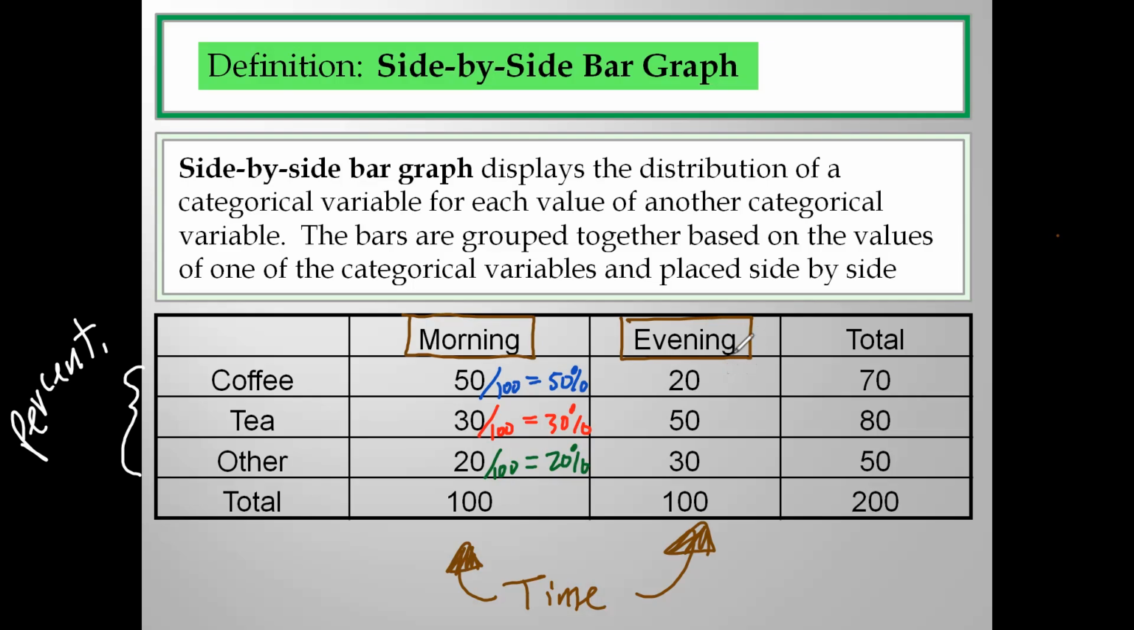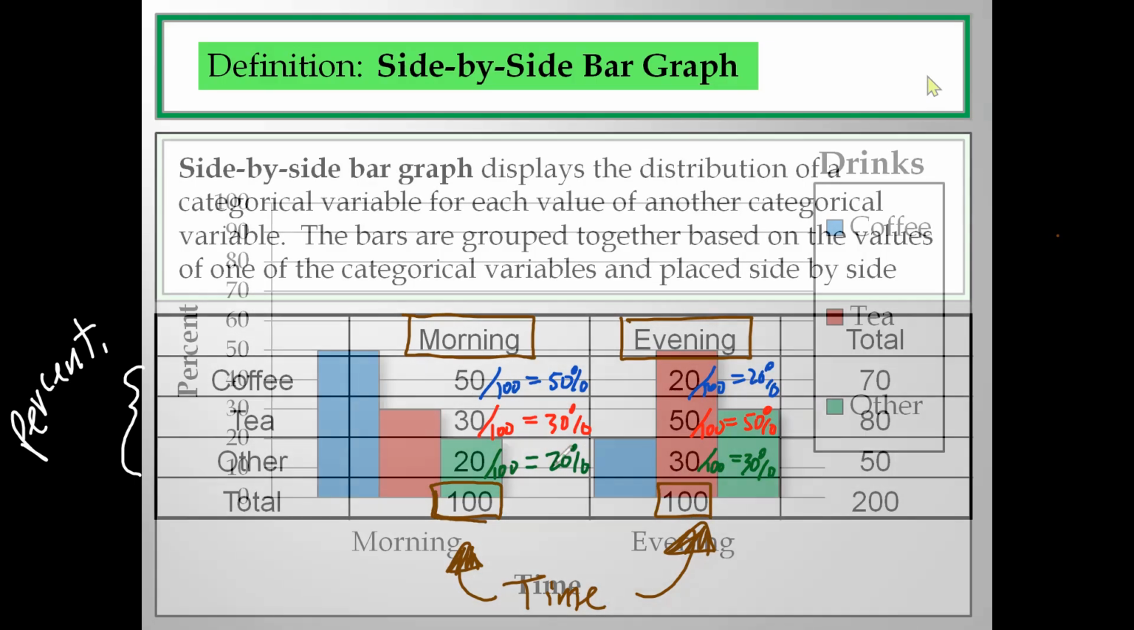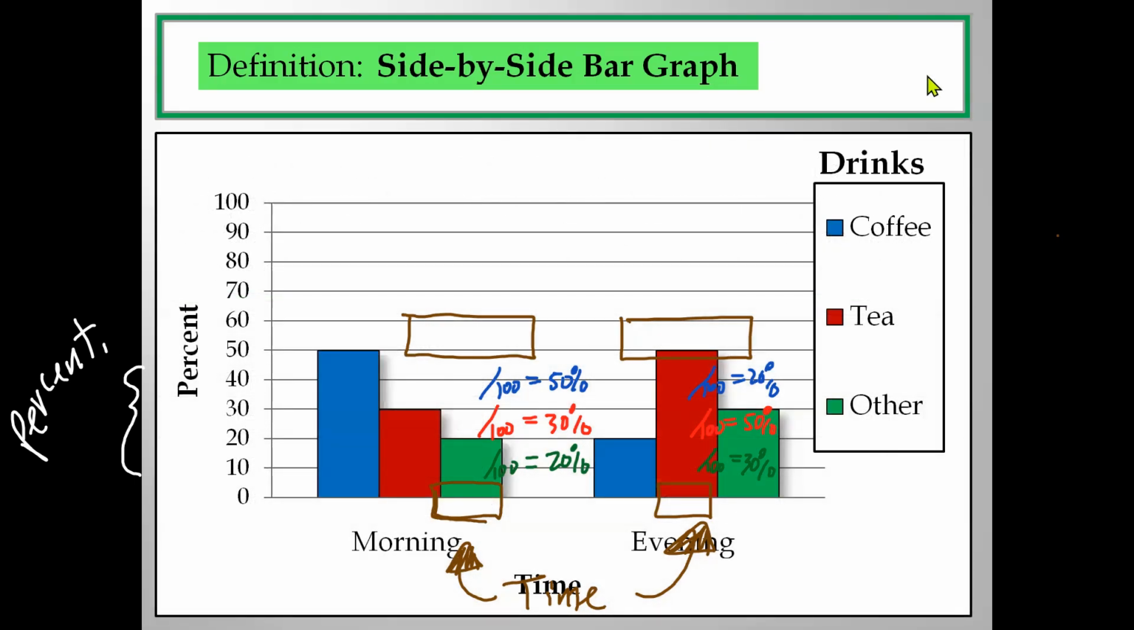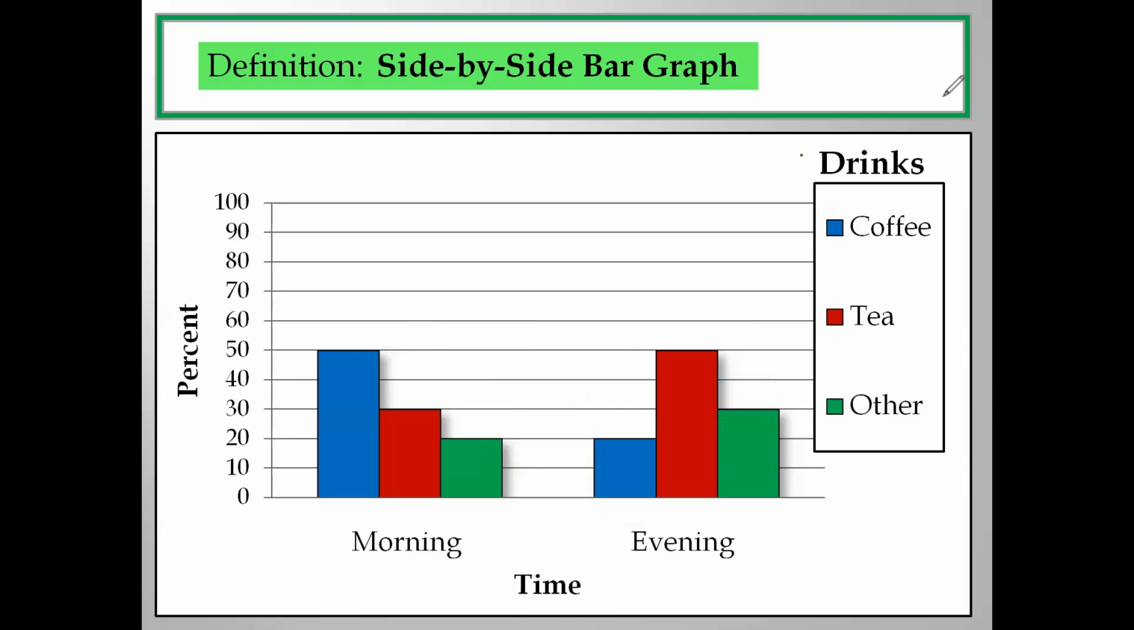Similarly, in the evening, we will have a coffee bar that would be 20%, an evening tea bar at 50%, and our last bar for the evening, for the other drinks, would be 30%. To remind ourselves how we got all these percentages, we are dividing by the marginal frequency for each of these values. And we'll get the following side-by-side bar graphs.